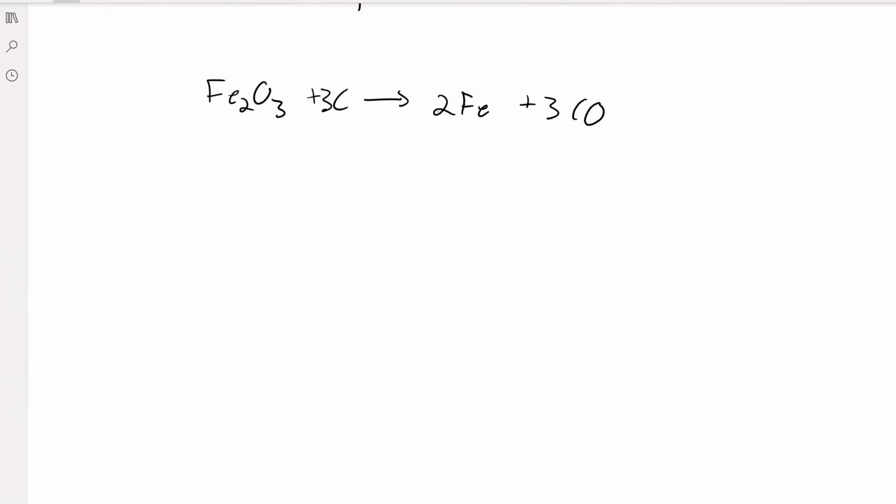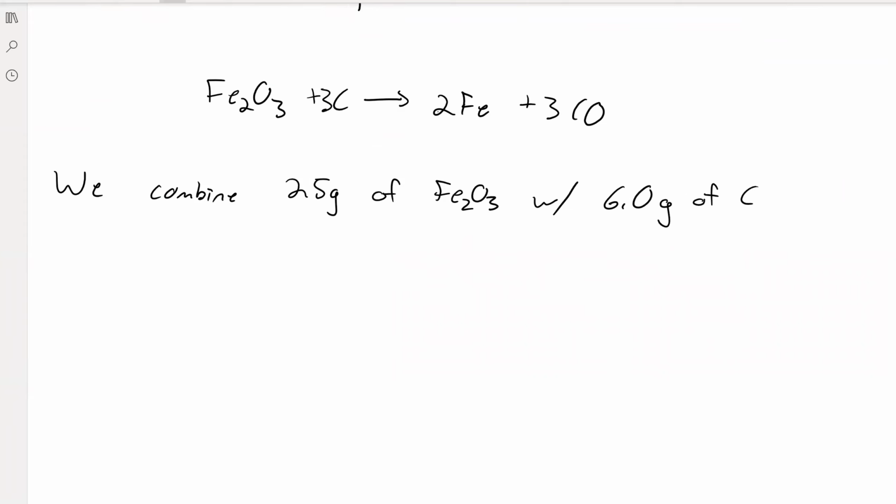All right, so let's take a look at our question here. So we're going to say that we combine 25 grams of this iron oxide with 6.0 grams of carbon and get 15 grams of iron. What is the percent yield?